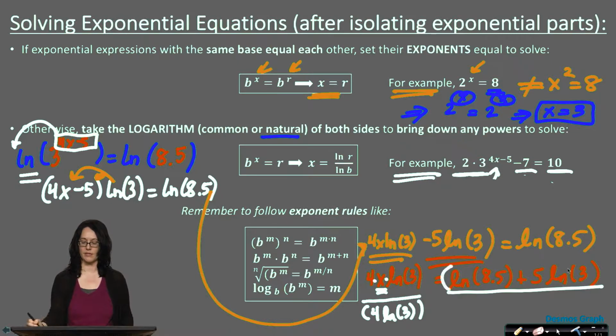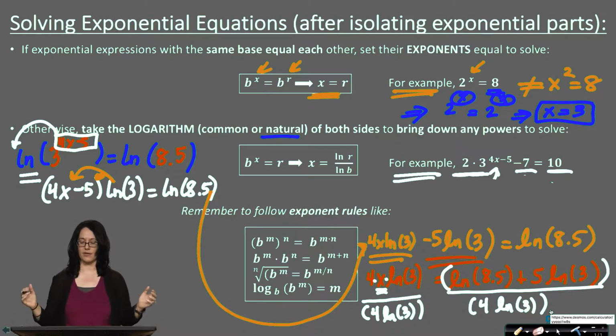But not just one term, both terms. So I would use parentheses to tell my calculator to add first and then divide by parentheses 4 ln of 3. The parentheses are essential to tell your calculator the right order of doing things, right? Add first, then divide by that total. When I do that, 4 cancels, ln 3 cancels, and I have x by itself.